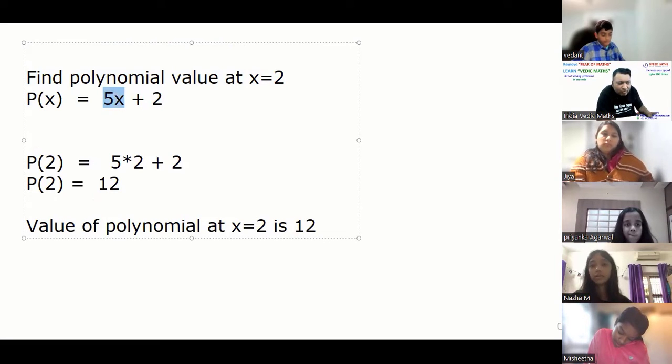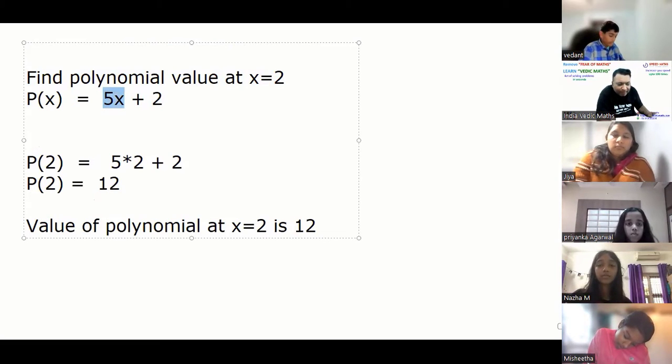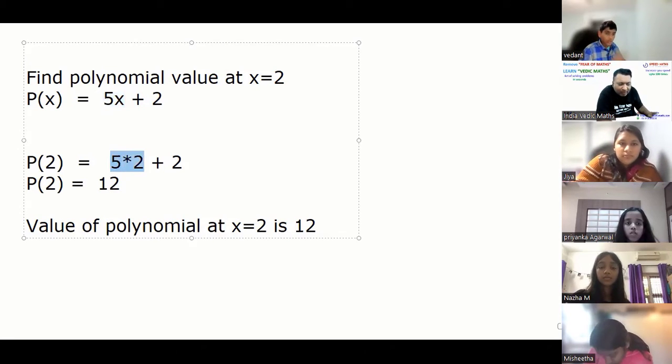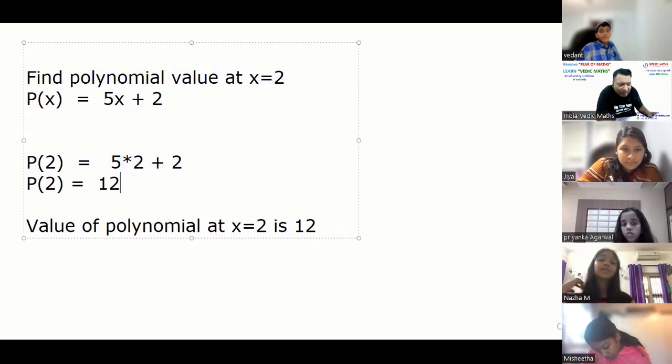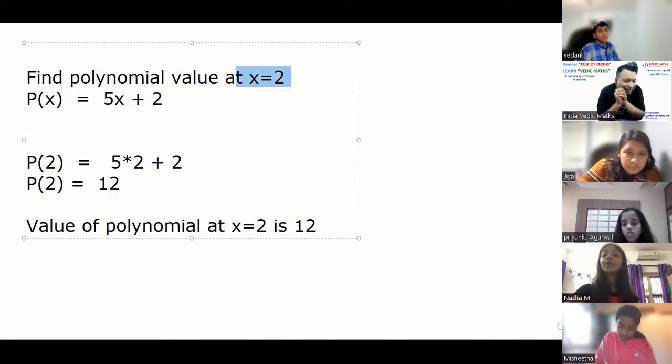So what is 5 into 2? 5x is 5 times x, right? How much will 5 into 2 be? Correct? Plus 2. Solve, how much is this? 12. So what is the polynomial value? 12. But sir, where does the 5 into x, that x, where does it go? That is exactly what you did. You have substituted this. Oh, okay, sir.